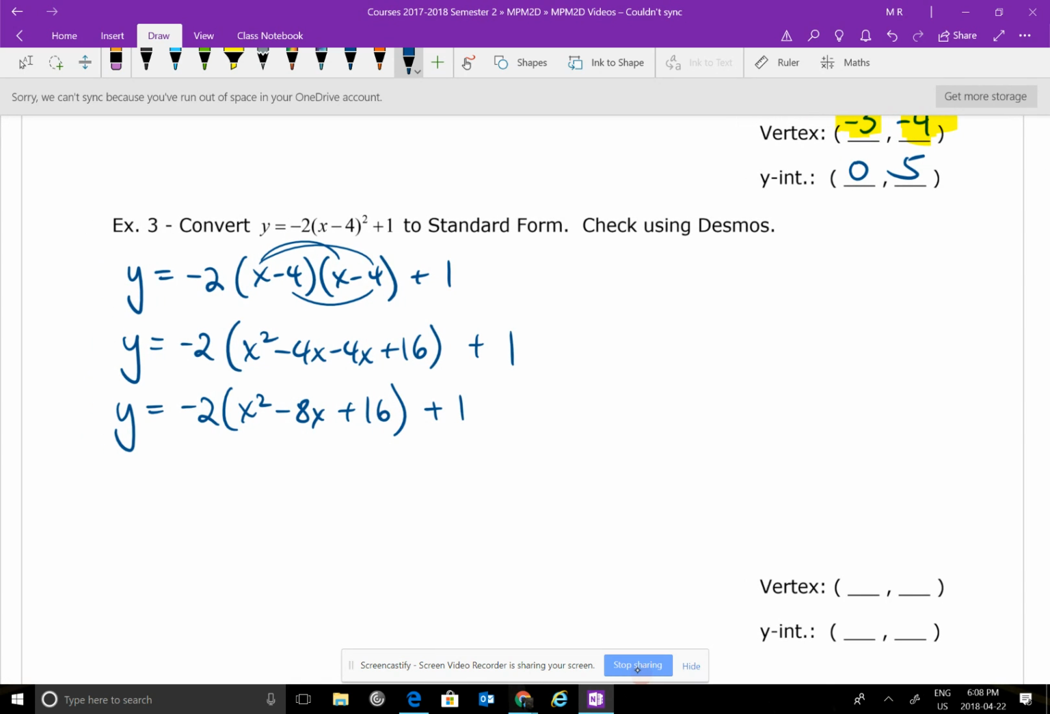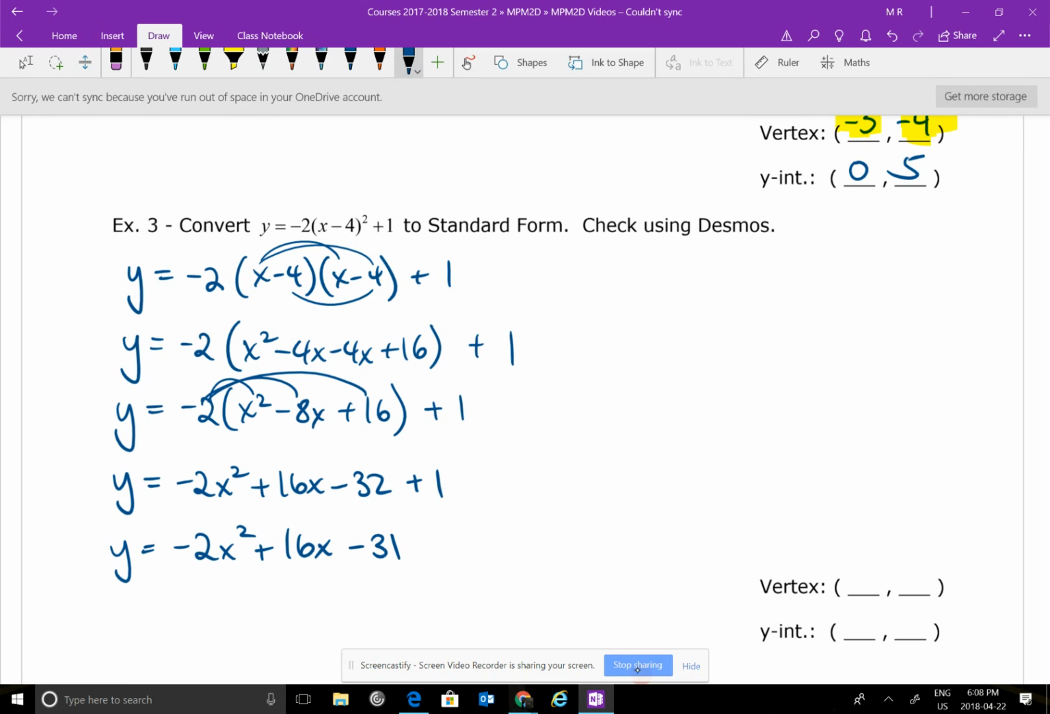And then y equals, let's distribute. So negative 2 times x squared is negative 2x squared. Negative 2 times 8x is plus 16x. And then negative 2 times 16 is minus 32. And then plus 1. And then when we simplify, we get minus 2x squared plus 16x minus 31. All right. And then y-intercept 0 and negative 31 from our c value here at the equation.